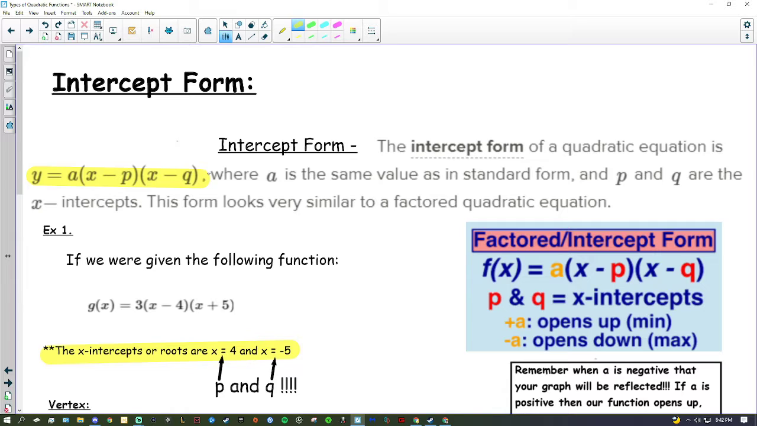So, A is the same as standard form and vertex form. The only new thing here is P and Q. The A value still tells us if it's happy or sad, so we can find our max and our min. Our P and our Q help find our x-intercepts. We'll be able to find y-intercepts by plugging in 0, just like before. And our vertex has a new fancy formula.